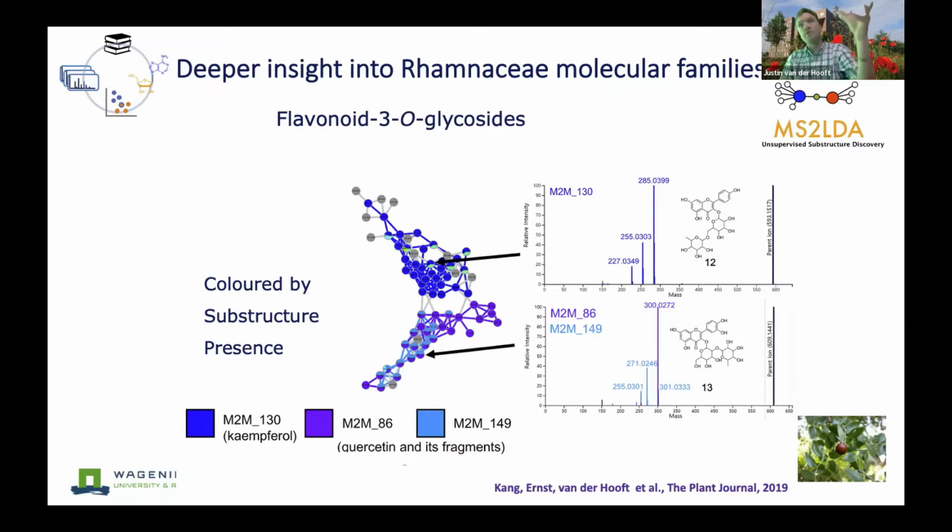Then the deeper insights can occur when you map the motifs on top. You can see an example here of a flavonoid triglycoside family based on the chemical class annotations. But if we look at the mapped motifs, you can see a clear difference between the top and the bottom part. It turns out that there's one subfamily based on kaempferol and one subfamily based on the flavonoid quercetin, two often occurring flavonoids in plant material.